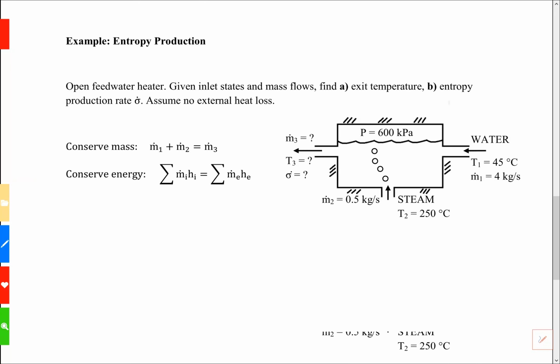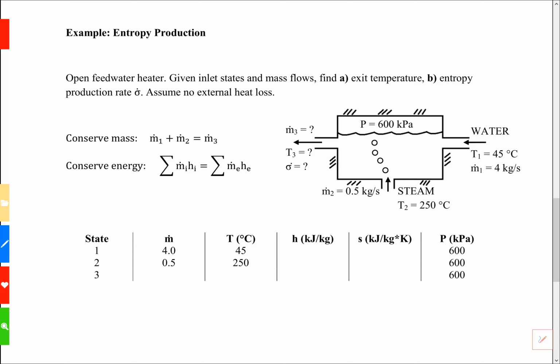The device we're looking at is an open feedwater heater. We're given some inlet states and some mass flows. We're given water coming in at 45 C at 4 kilograms per second, and steam coming in at 250 C and 0.5 kilograms per second, and we're given an outlet state we don't know. We're going to discover that, and all of the states are at pressure 600 kPa. It needs to be equal pressure so they can get the two flows in.